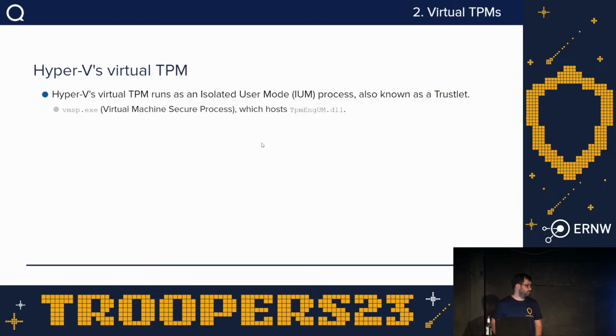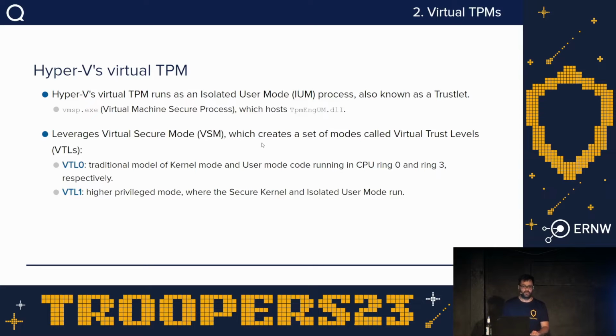the virtual TPM of Hyper-V runs in what is called an isolated user mode. Basically, the code of the TPM firmware is in the TPM UM DLL, and it is hosted within the VMSP process, which is a virtual machine secure process. This is done by leveraging virtual secure mode, which uses Hyper-V to create two virtual trust levels.